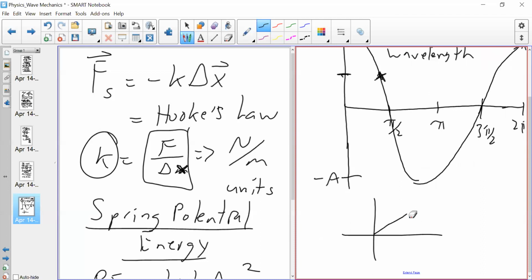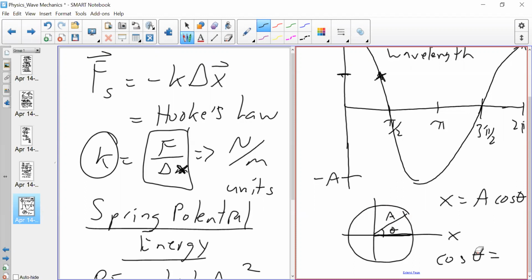So let's say we're in our unit circle. And the unit circle is basically periodic, okay? And this is angle theta. This distance we call our amplitude, our radius, the distance from 0. See, it goes all the way around. So if we're looking at the x-axis, this would be cosine. x is equal to A cosine theta. Why is that? Because cosine theta is adjacent over hypotenuse.